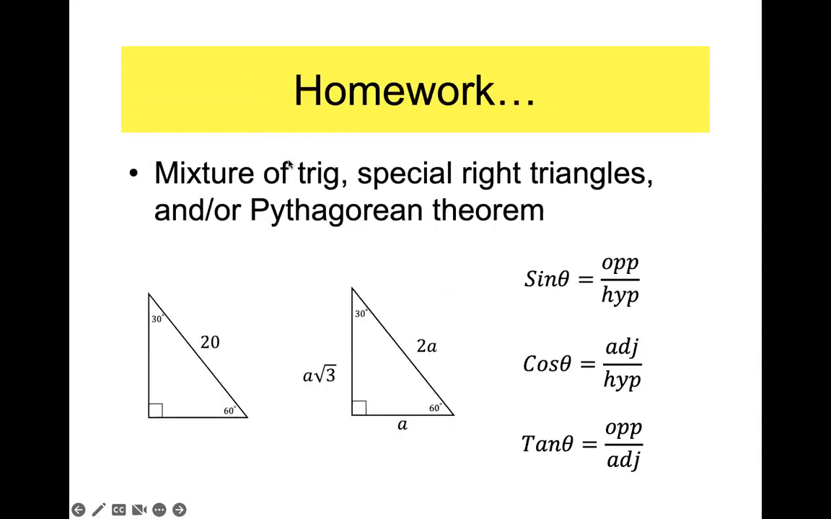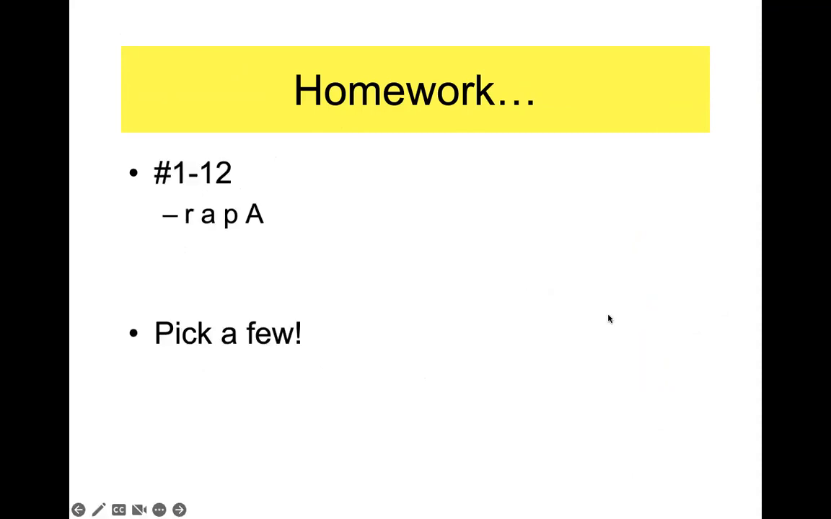Oh, and now I have a nice little slide that says exactly what I just said. So tonight for homework, it's either going to be special right triangles, the Pythagorean theorem, or the trig functions listed right there. Problems 1 through 12 for homework tonight is your standard. Our book loves its tables. So little r means radius, little a means apothem, little p means perimeter, and capital A means area.